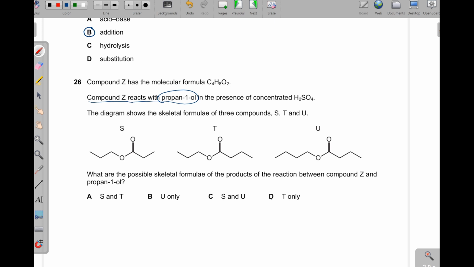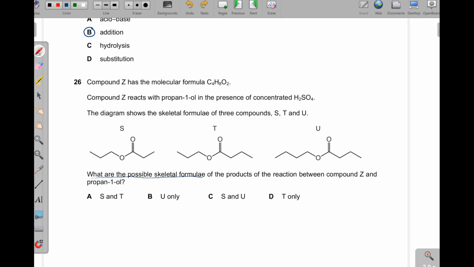So they are saying compound Z reacts with propan-1-ol in presence of sulfuric acid. An ester cannot react with an alcohol, so this one is not an ester. You see that? This one has to be a carboxylic acid, because a carboxylic acid is the one that reacts with an alcohol in presence of sulfuric acid to give you an ester. So the diagram shows the skeletal formulae of three compounds S, T, and U.